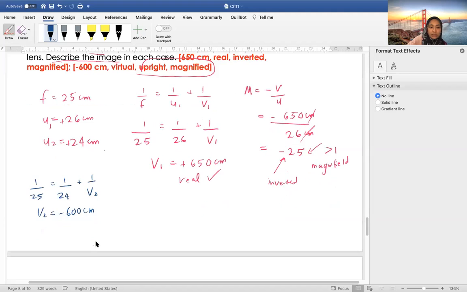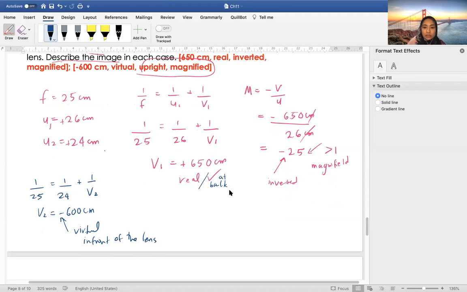Now, looking at this answer, I already know, oh, okay, it's virtual. What does virtual mean? It means that it is in front of the lens. Okay, so positive at the back, negative, virtual in front. Okay, lens.